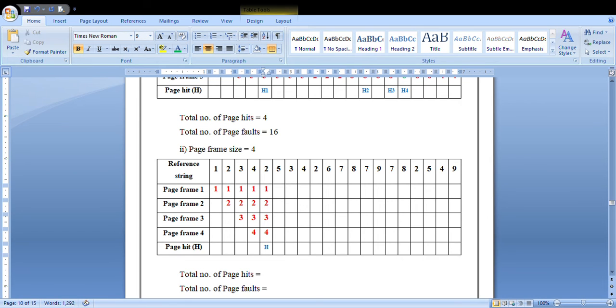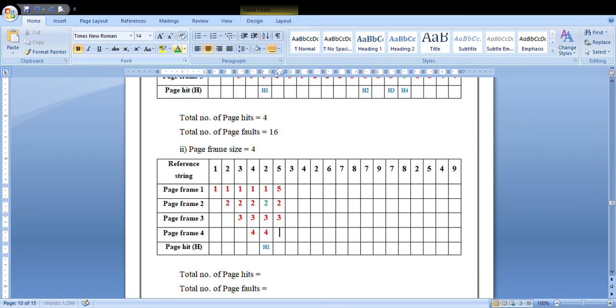This is your page 1. From here the count of 2 is going to restart. 5 is the new page, so you need to replace from the oldest one. 1 is the oldest page, so replace 1 by 5.